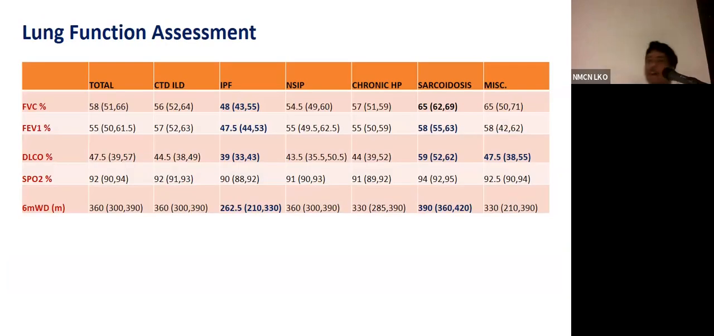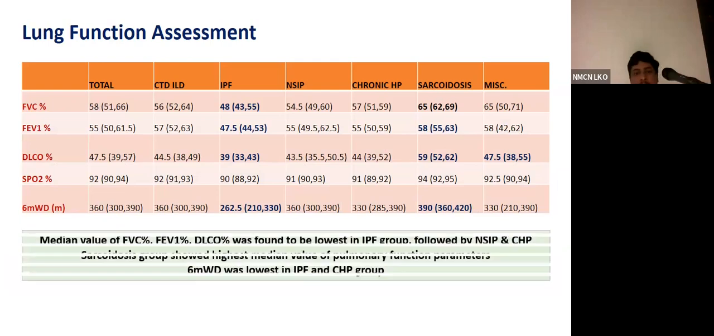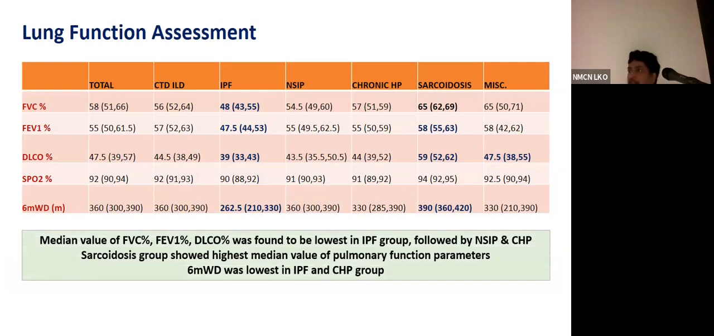Coming to assessment of lung functional parameters. We did PFT with FVC and FEV1, DLCO, baseline SpO2 assessment, and 6-minute walk distance in meters. We found that the median values of FVC percentage, FEV1 and DLCO were lowest in the idiopathic pulmonary fibrosis group, followed by NSIP and chronic HP groups. The sarcoidosis group showed the highest median values of pulmonary function parameters. And 6-minute walk distance was lowest in the IPF group, followed by the chronic HP group. So these are the functional parameters that we have assessed.